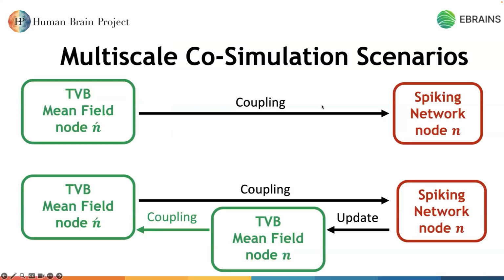So the way it works is that what we're doing in the other direction is that the activity of the spiking networks of a node N, of a brain region N that we're modeling as a spiking network, is transformed into mean field activity through some statistical transformation and goes and updates the state, and the past states actually, the history of the same node in its representation in TVB.